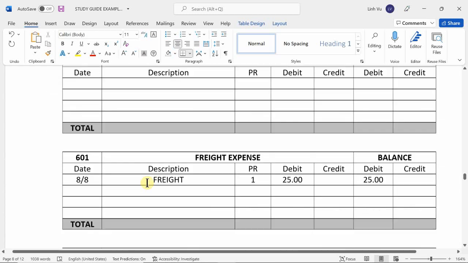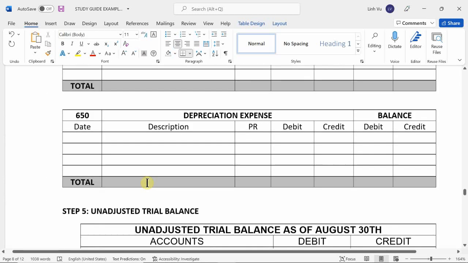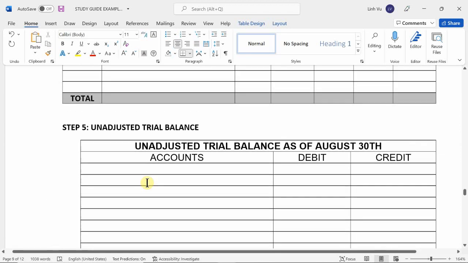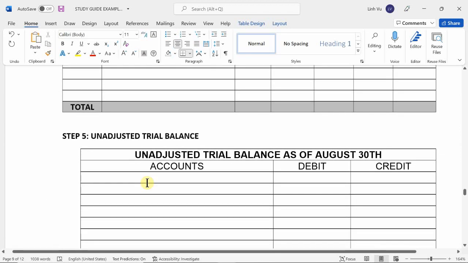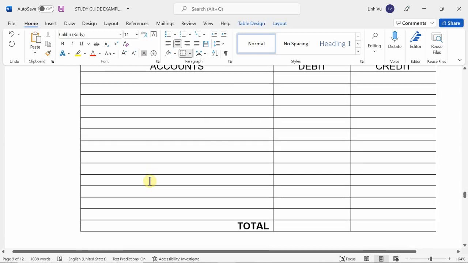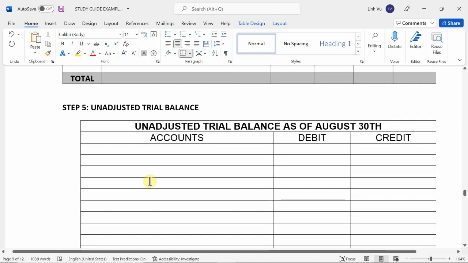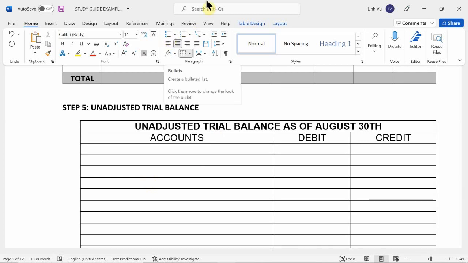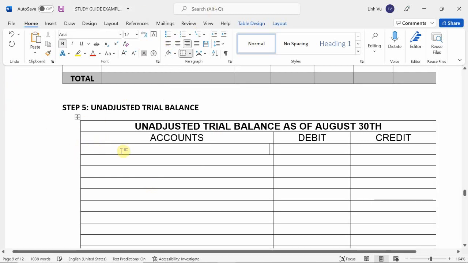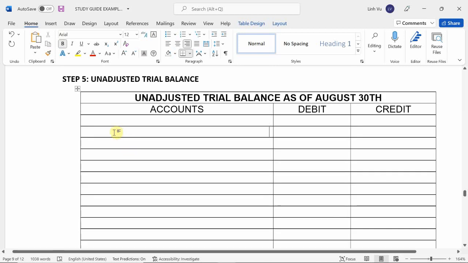So we're on step 5 now. Let's go through all of these ledger accounts. Step 5, the unadjusted trial balance. That's what you have to do first before you complete your adjustments. Those last 3 transactions are adjustments, to adjust your supplies, to depreciate, and so on and so forth. So for the unadjusted trial balance, let's go ahead and plug in all of our numbers that we have here.